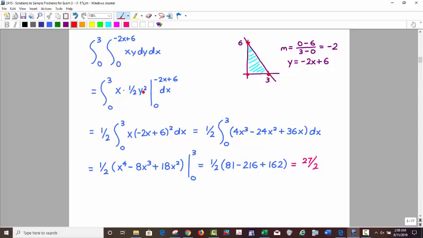And I bring in the negative 2x plus 6. We still have the x in front, and the 1/2 I brought to the outside. And now we have to just square out that binomial. Just a little algebra there.